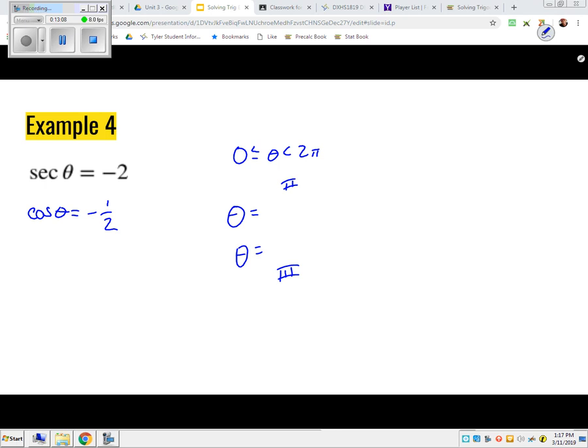Second and third. Okay. So in the second quadrant, the only thing that's positive is sine. I'm wanting something negative. The third quadrant, the only thing that's positive is tangent. I'm wanting something negative. Fourth quadrant, cosine's positive. So there's no way that this came out of the fourth quadrant because it had a negative value. So where am I at in the second quadrant? 2 pi over 3? I agree. And then where am I at in the third quadrant? 4 pi over 3.